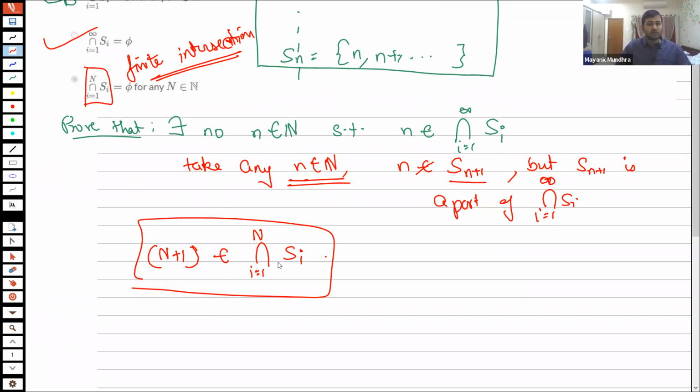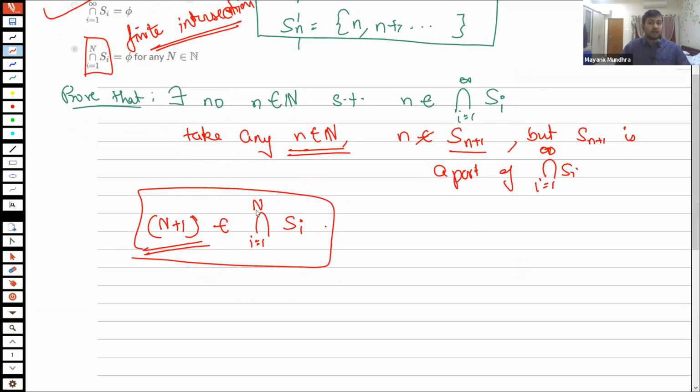Every such set is going to contain the number n plus 1. So n plus 1 is always going to be contained. Similarly, n plus 2 is always going to be contained, and so on. So a finite intersection of these sets will not be a null set. It will have numbers greater than or equal to n plus 1 contained. So all numbers greater than or equal to n plus 1 will be in this set. So basically, the intersection.